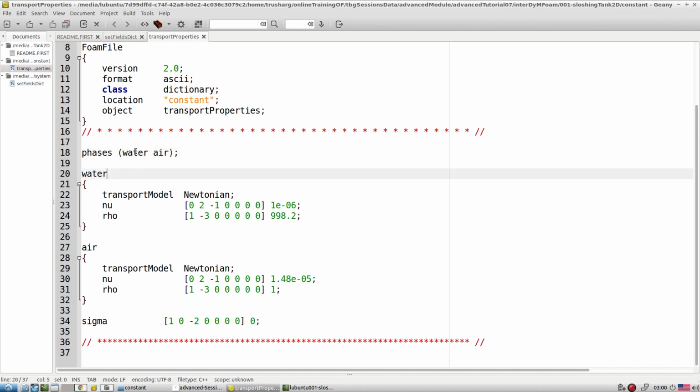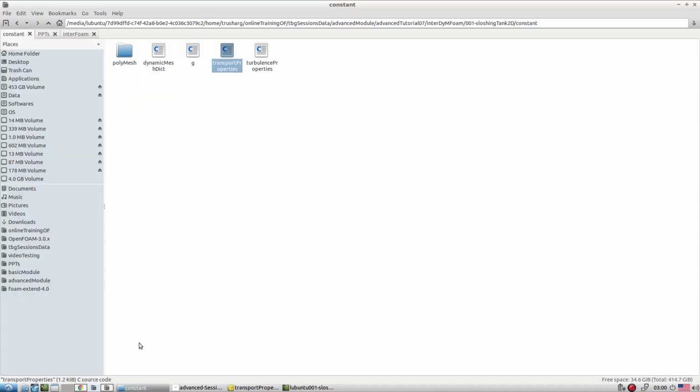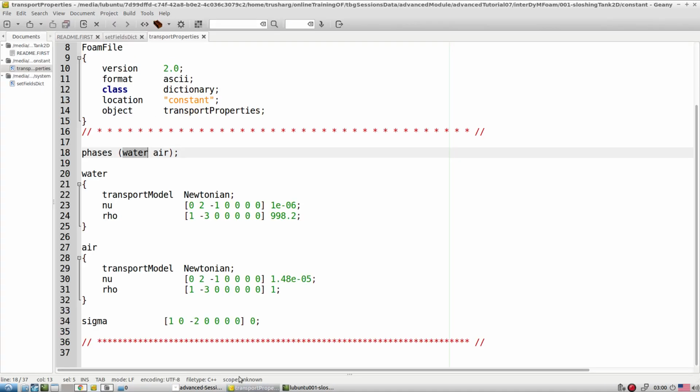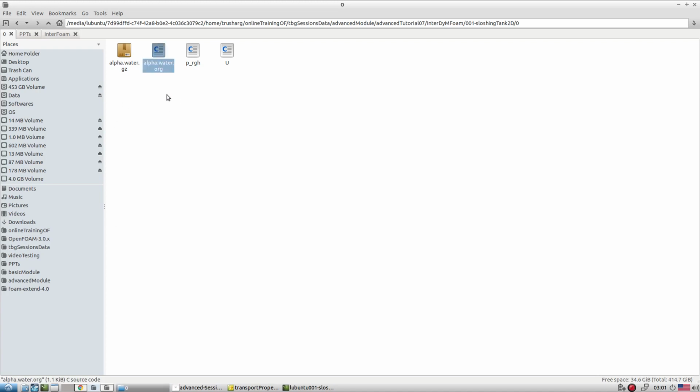So if we say air is the first phase, then inside the 0 folder we are supposed to say alpha of air, not alpha of water. Whatever you specify here first goes in the 0 folder as alpha. So we say alpha of water or whichever phase it is.